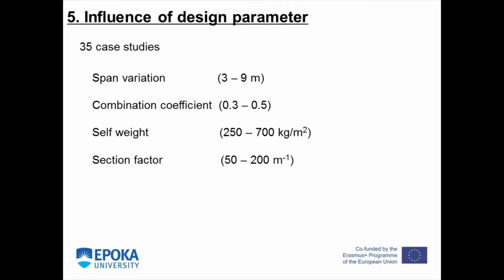In order to evaluate the influence of design parameters in fire safety of steel beams, 35 cases are created by varying span between 3 to 9 meters, combination coefficient between 0.3 and 0.5, self-weight of slab between 250 and 700 kilograms per square meter, and section factor between 50 to 200 meters to the minus 1.